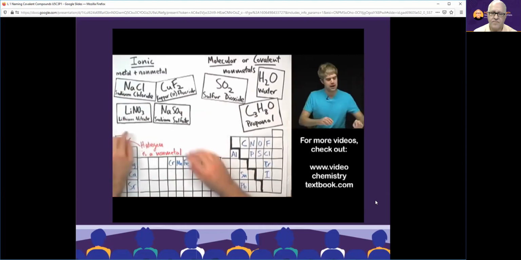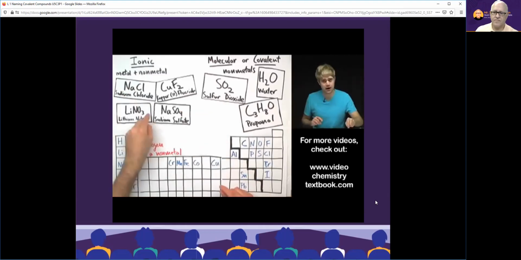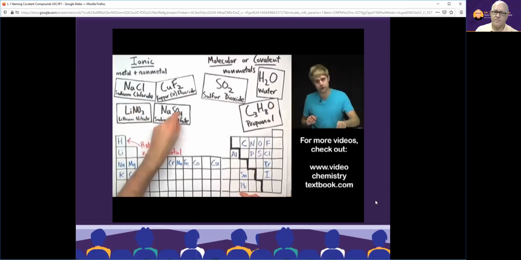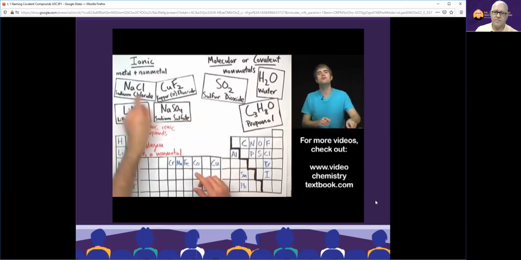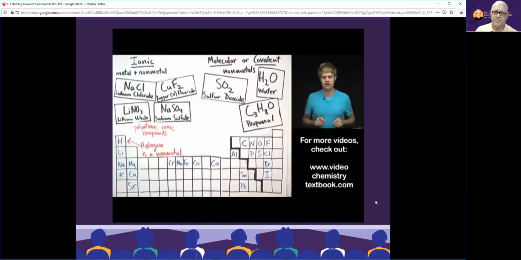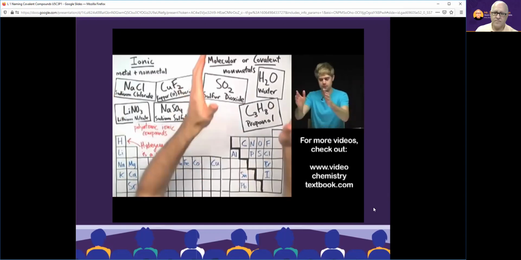Now, lithium nitrate and sodium sulfate are actually special kinds of ionic compounds because they have 2 different nonmetals. They are what are called polyatomic ionic compounds. If you want to learn more about these, I've got videos on them. So now we can look at a chemical formula and we can sort them and we can decide whether something is ionic or whether it's molecular or covalent.